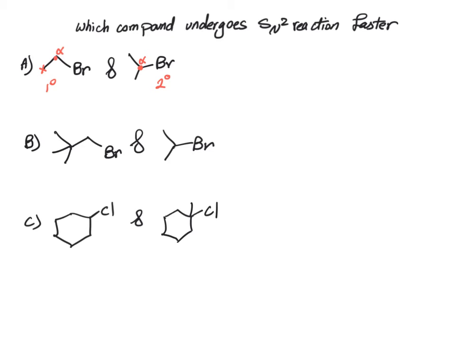Why? Because the alpha carbon, the carbon bonded to the leaving group, is bonded to two other carbons, two alkyl groups, and one hydrogen. So this is a secondary substrate. We know that in SN2 reaction, this is the order of reactivity of substrates: methyl, primary, secondary, and tertiary. So primary substrates react faster in SN2 reactions, which means this one reacts faster in SN2 reaction.